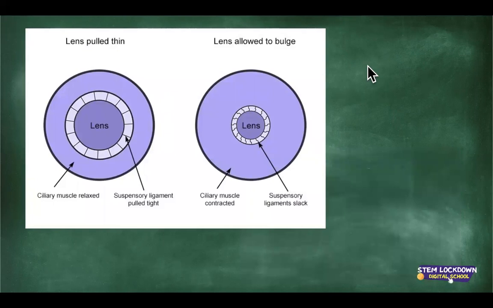Now, if the ciliary muscle is relaxed, the suspensory ligament is pulled tight, and if it is contracted, the ligament is relaxed or slack, and this will change the shape of the lens. We will learn a little bit more about this when we look at the function of the eye and how it works.